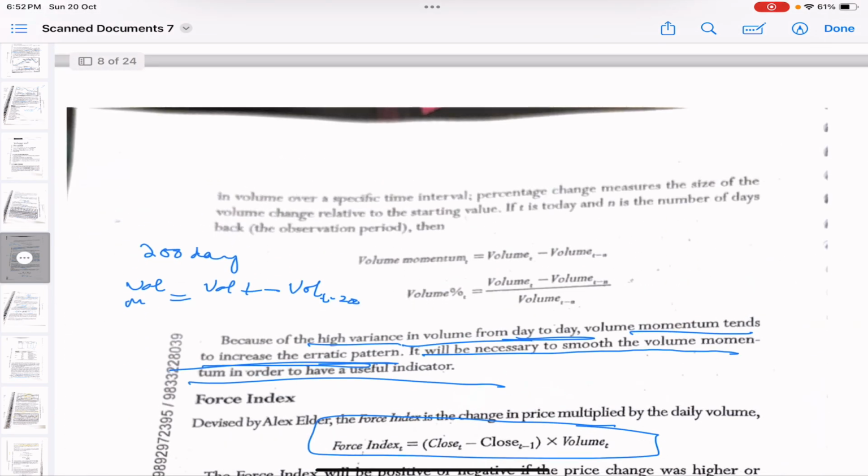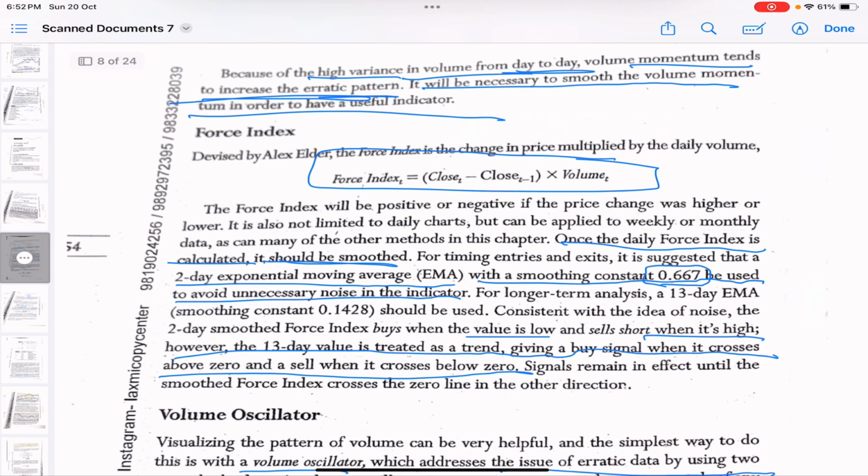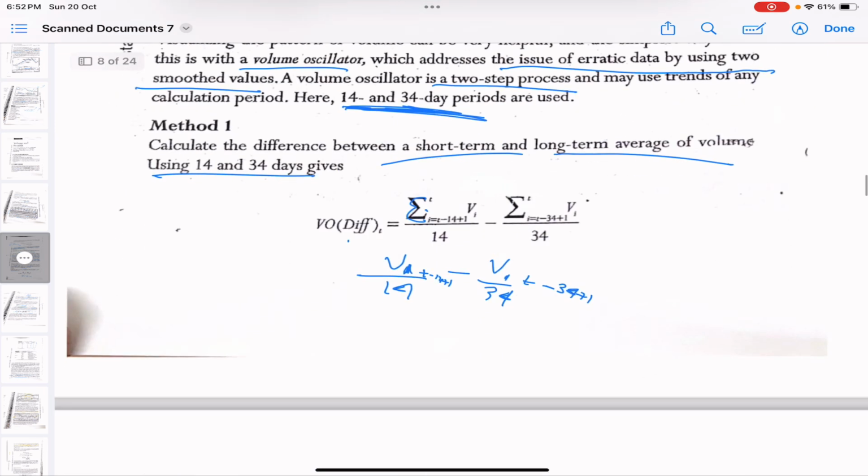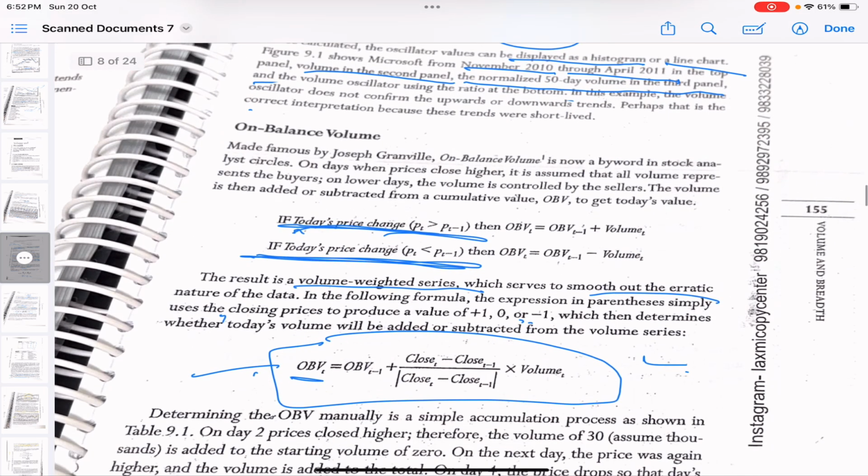Volume momentum is today's volume minus the volume of that day. And if you want to find the percentage, it is today's volume minus volume of that day divided by volume of that day. What is force index? Force index is the difference of the price, which is today's close minus yesterday's close, multiplied by volume. Price change is always on today and the previous day. That is force index. Volume oscillator is going to give you the volume average of 14 minus the volume average of 34, and then you are going to take the ratio of the same.